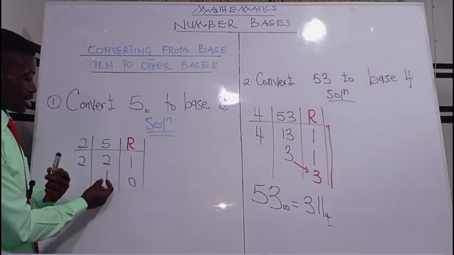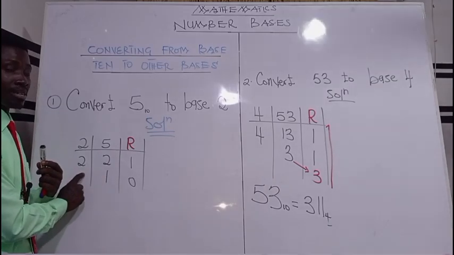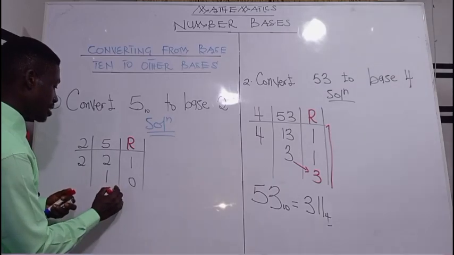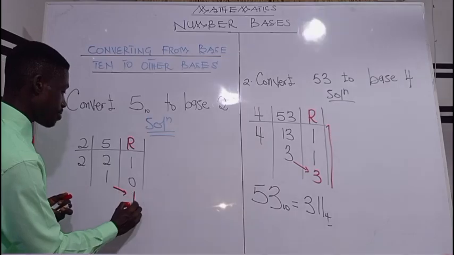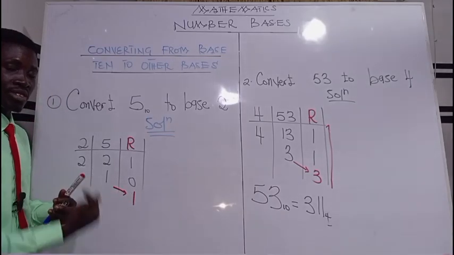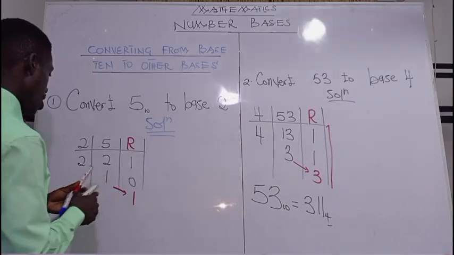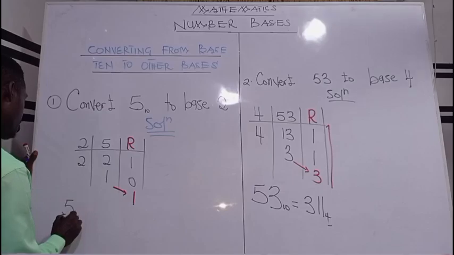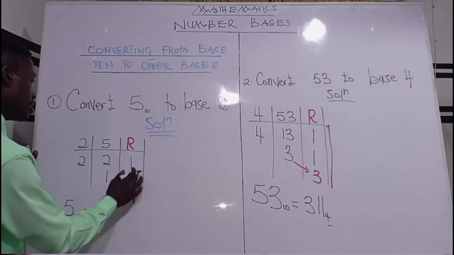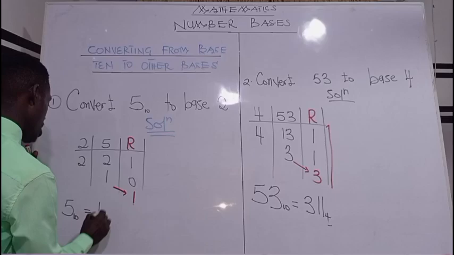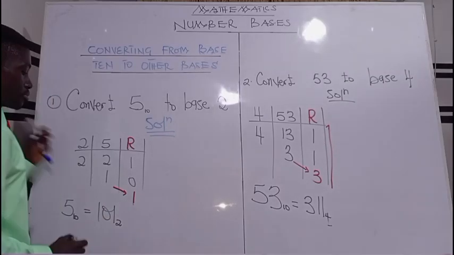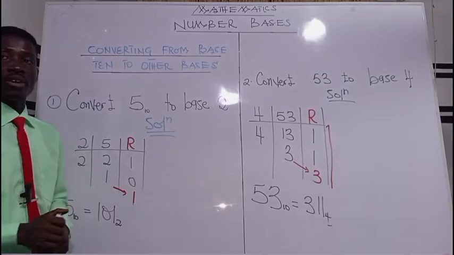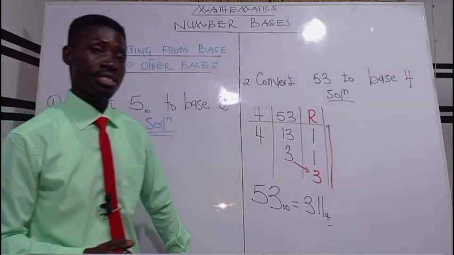Now realize that the last number is less than the number in the first column. So we end our division, and then we add the last number in the second column to the remainder. Then after that, we start reading from the bottom to up. So we can say that 5 base 10 is equal to 101 base 2. Very, very easy. I guess you were able to get this very answer. Now let's make more progress.